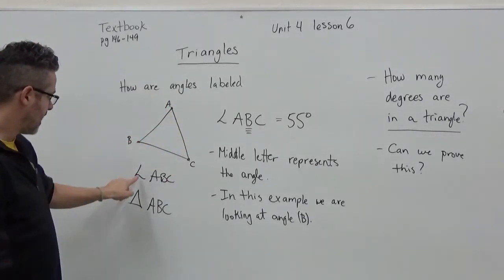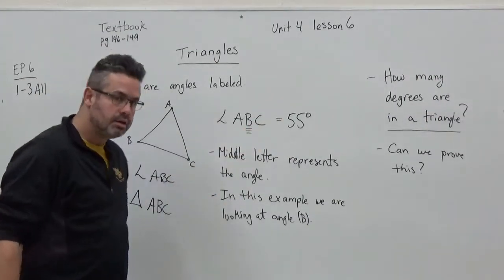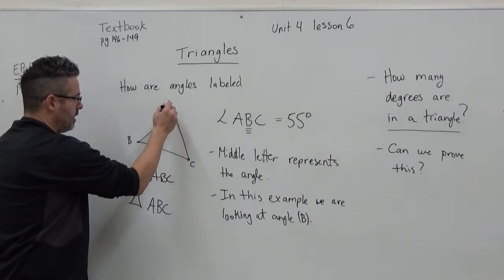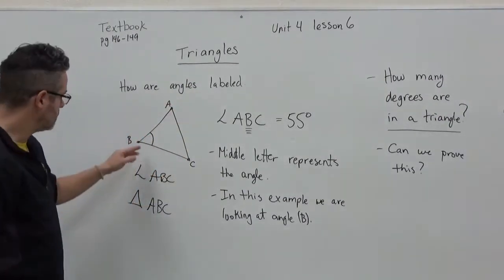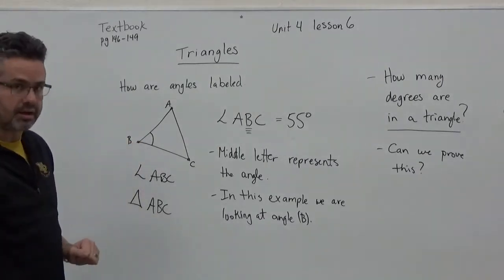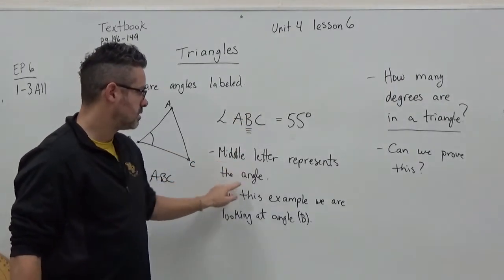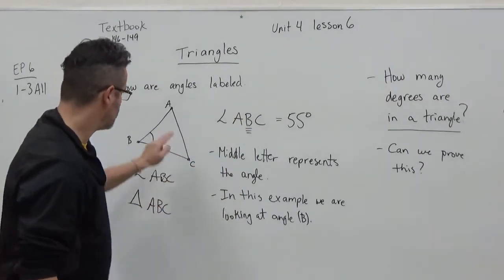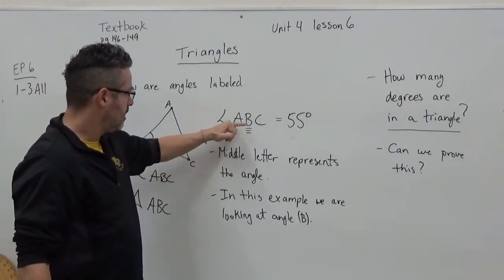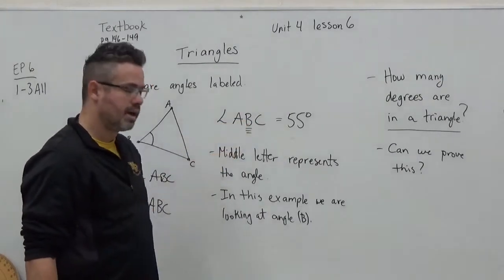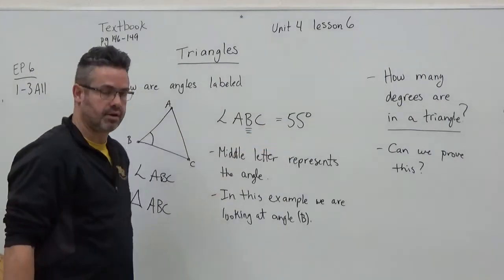And this means angle ABC. An angle ABC would look like this, A, B, C. That would be referring to this angle, the B angle. So whatever letter is in the middle, that's what it's representing. It's not representing angle A, and it's not representing angle C. ABC is representing angle B. Okay? So in this example, we're looking at B as 55 degrees.